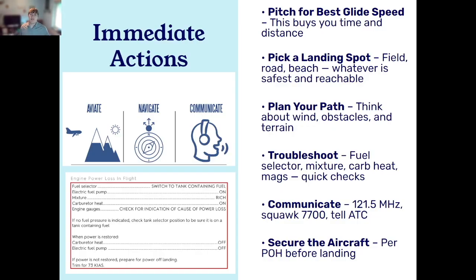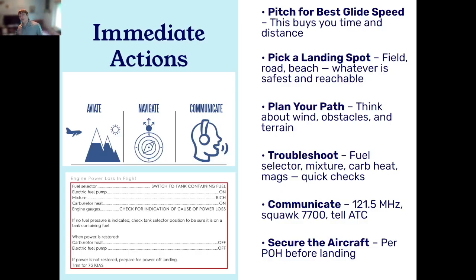And then, of course, if you know the wind direction, awesome. Make sure that you're landing into the wind. You don't want to land with a tailwind. That can be unsafe. C is going to be your checklists. So, as you can see on screen, I have the engine power loss in-flight checklist for a PA-28-161. This is what I trained with and what I have memorized.